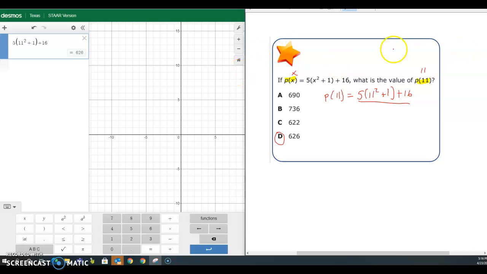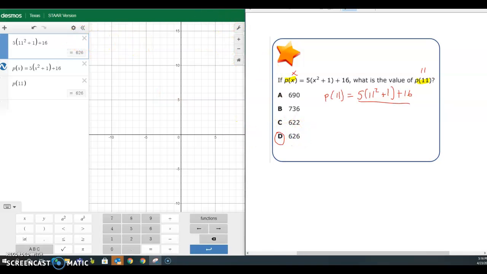And before I let you guys go, let me show you, there's even an easier way in case you forget to replace your x. You could simply type your equation they give you, and then type this expression, p of 11. When you do that, the calculator knows that you want to replace the x up here with an 11, and it gives you the same exact number, or answer choice D.